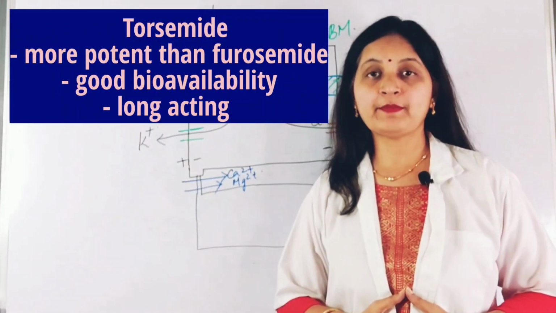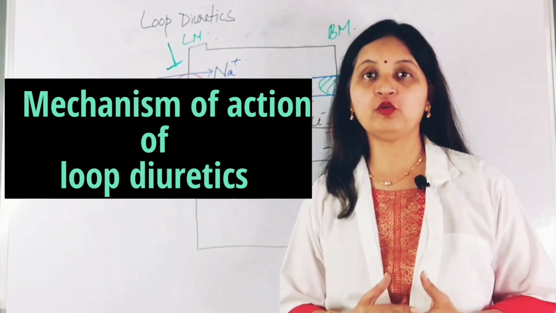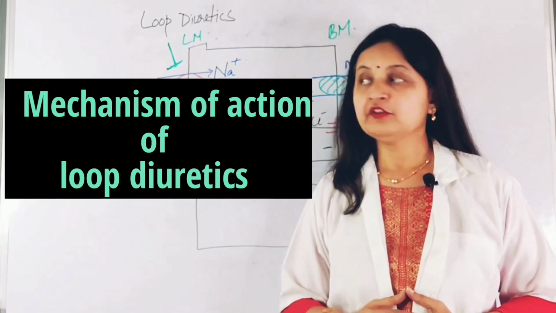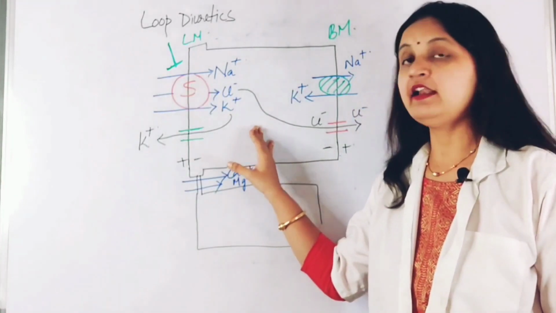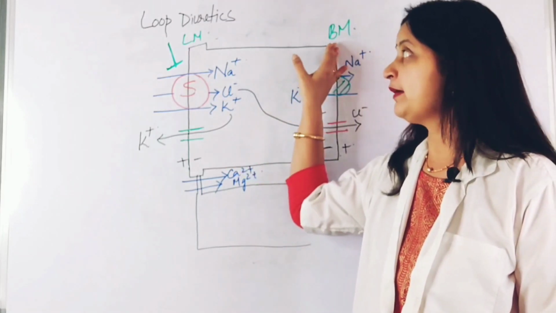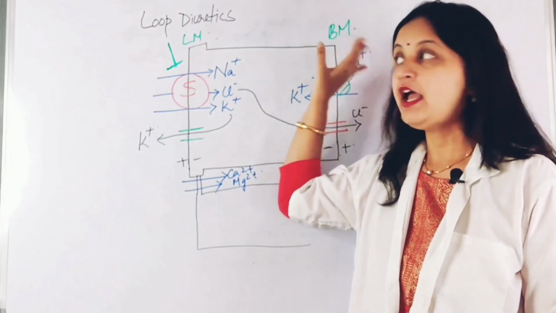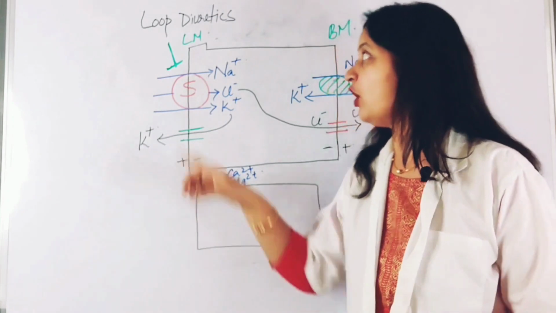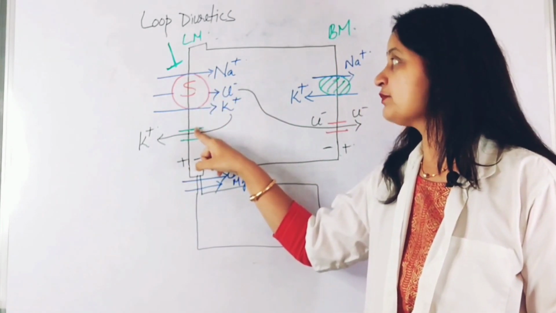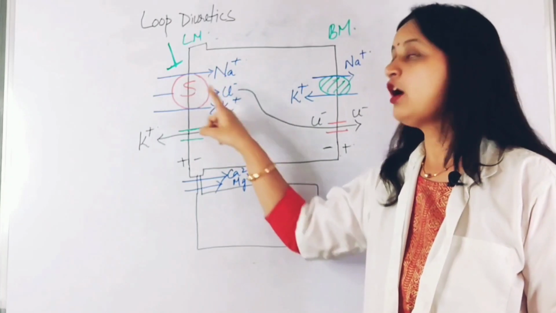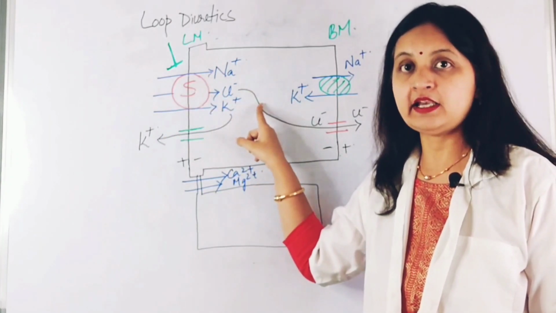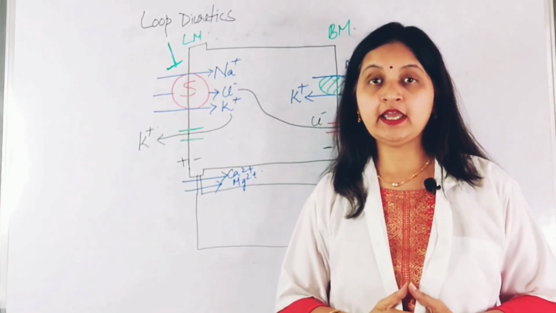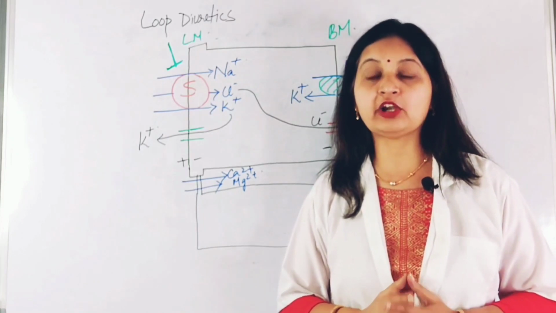So now let's move on to the mechanism of action and site of action of loop diuretics. Let's look at the ionic movement across the tubular epithelial cell. The figure here shows the tubular epithelial cell which has two membranes: the basolateral membrane, which faces the interstitial side, and the luminal membrane, which faces the lumen. There is a transporter which functions on the luminal membrane, that is, it transports sodium, potassium and chloride from the lumen into the epithelial cell. It is known as a symporter because the movement of the ions is in the same direction. It is an active transport mechanism because it requires energy.